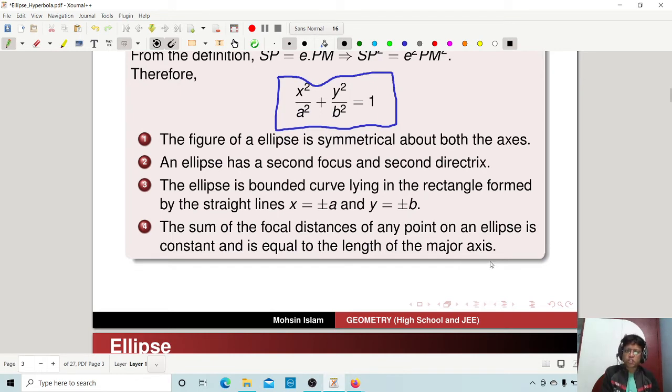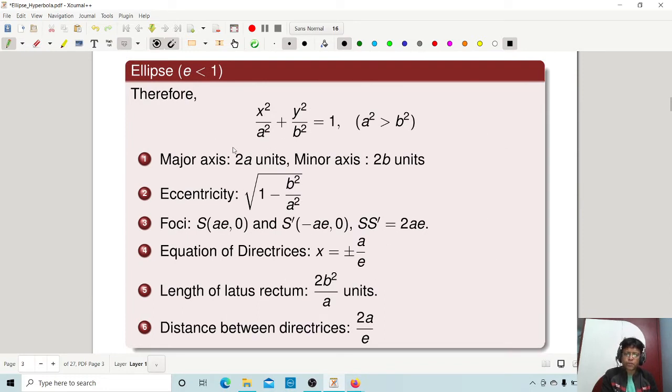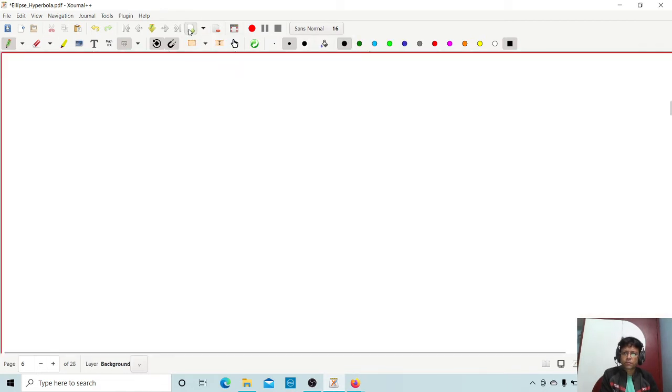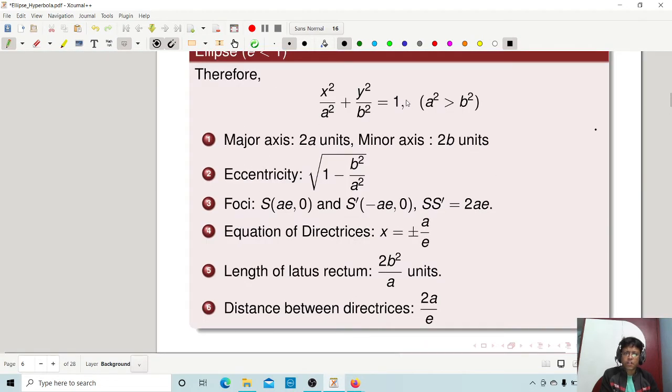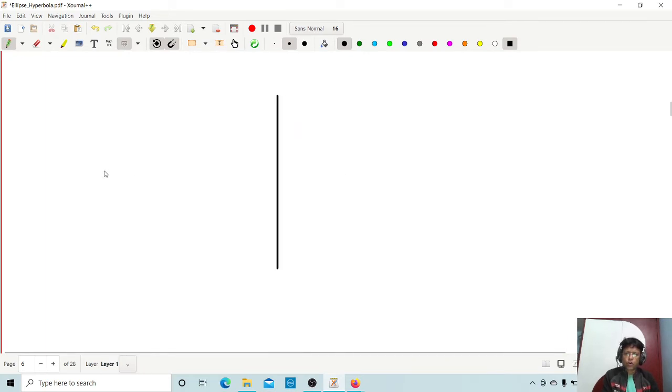Length of the major axis is 2a units. So let's have some information about the ellipse. If you draw the ellipse, this is the ellipse x squared by a squared plus y squared by b squared equal to 1. This is the first form where a squared is more than b squared, that is, a squared is along the x direction. So this is the ellipse.